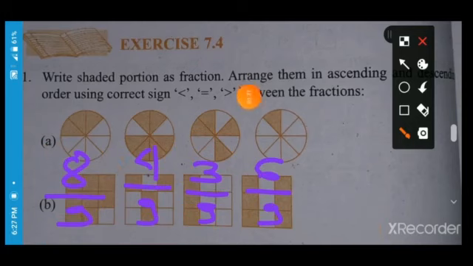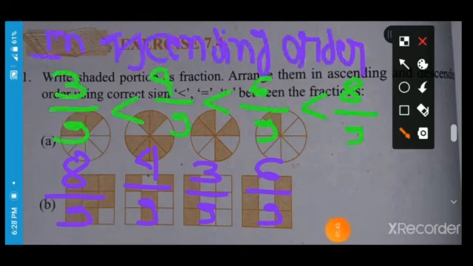Now we are going to arrange these fractions in ascending and descending order using correct signs less, equal to or greater between the fractions. In ascending order, it is 3 upon 9 less than 4 upon 9 less than 6 upon 9 less than 8 upon 9, because all the denominators are same. So we are taking the decisions for arranging all these on the basis of their numerator. It is the least 3, then it is greater 4, then it is greater 6, and it is the greatest number 8. So it is in ascending order.